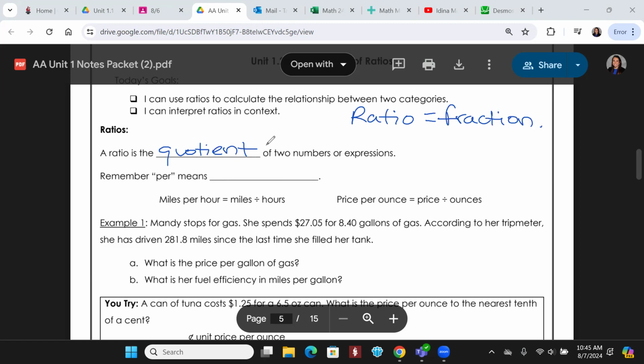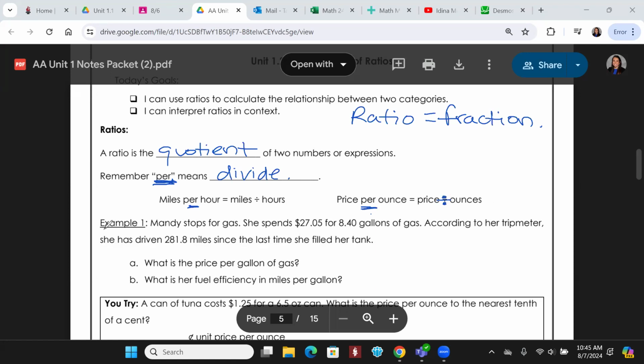Remember, per means to divide. So when we talk about a quotient, remember back in elementary school, we talked about division. Okay. Whenever we say the word per, like miles per hour, we mean miles divided by hours. Does that make sense? Okay. All right. If we say price per ounce, that means that we're taking our price and dividing it by ounces. Okay, good. So the word per means to divide.